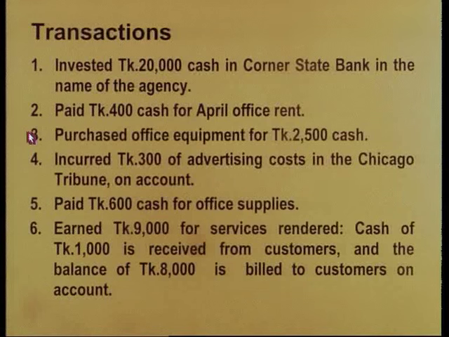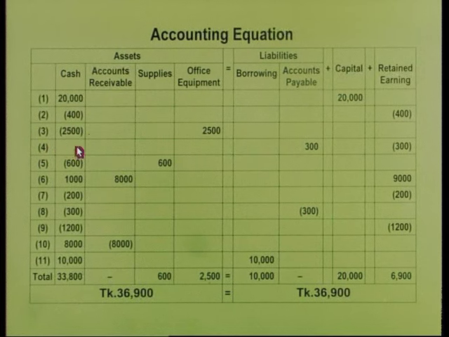Third transaction, purchased office equipment for taka 2,500 cash. For this transaction, there is also a cash outflow. So look at the cash column again. 2,500 taka has been decreased within parentheses. It is shown again. And the same transaction will affect the office equipment column. So for 2,500, asset has been increased. This is called again asset exchange transaction.